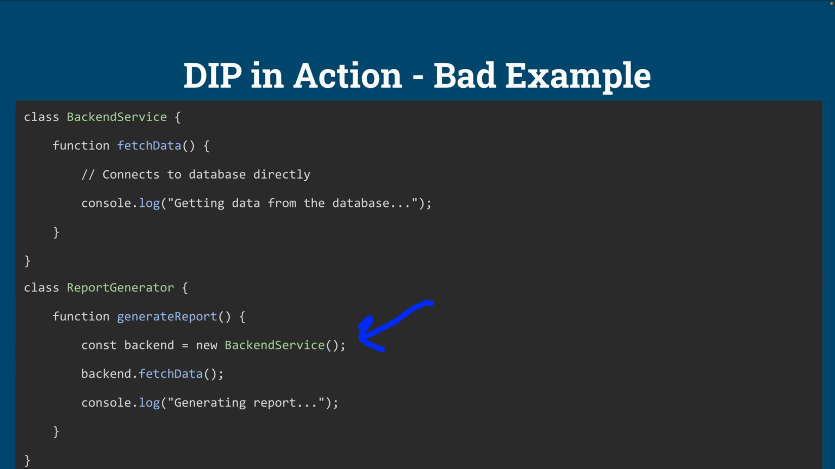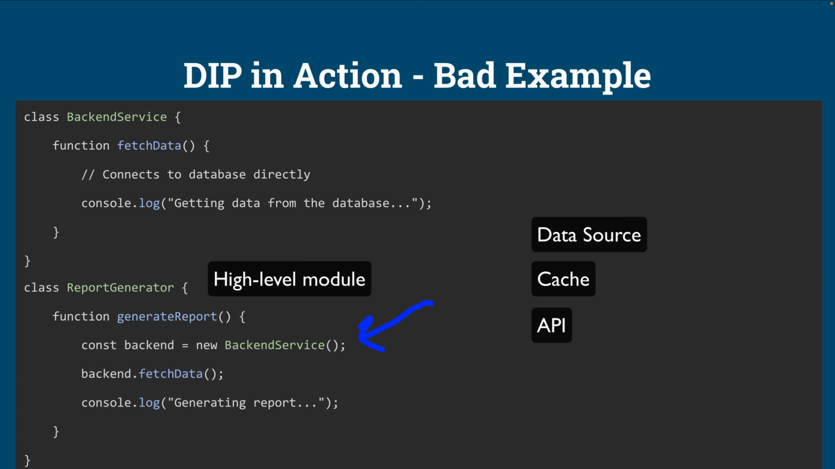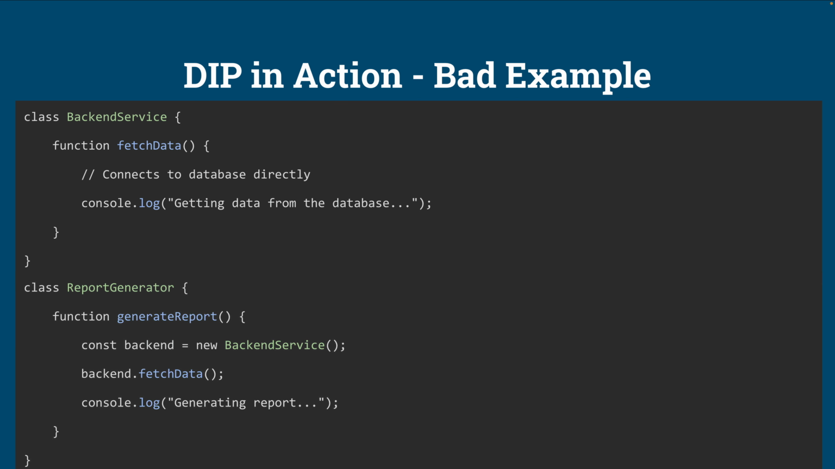Now imagine later on you want to change the data source, add caching, switch to an API instead of database. And guess what? You have to go into report generator and change things there too. That means more work, more bugs, and way less flexibility. This kind of design breaks the dependency inversion principle because the high-level module, report generator, is directly depending on a low-level module, backend service, instead of relying on an abstraction.